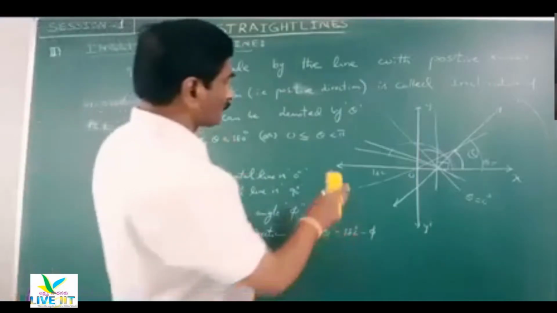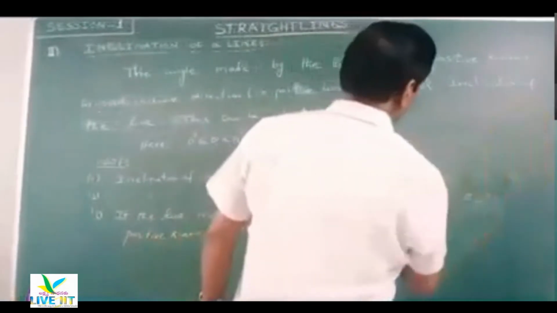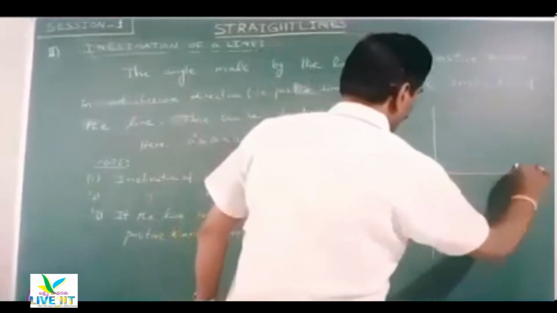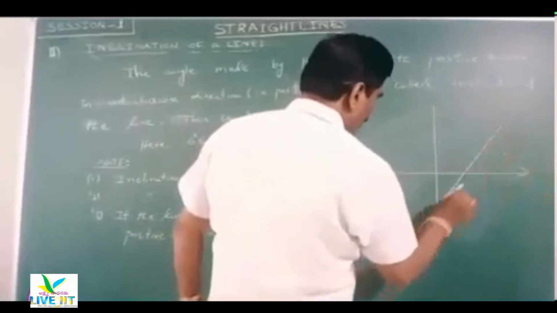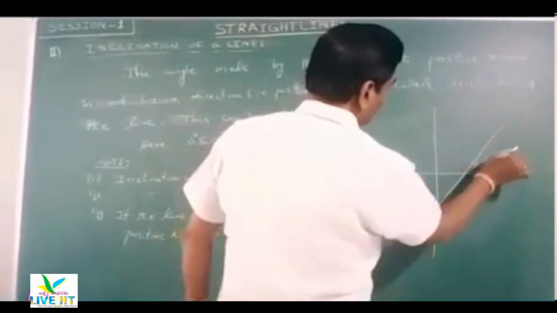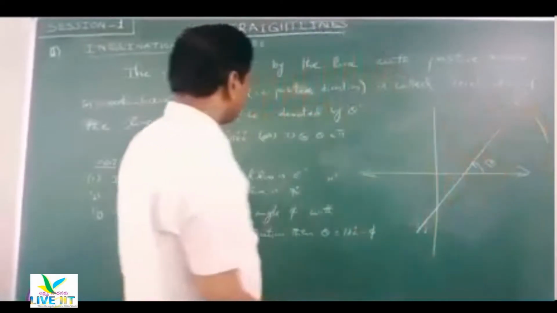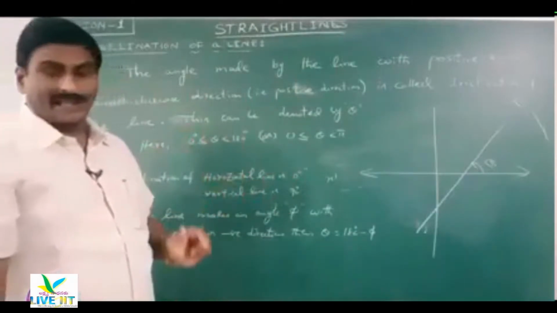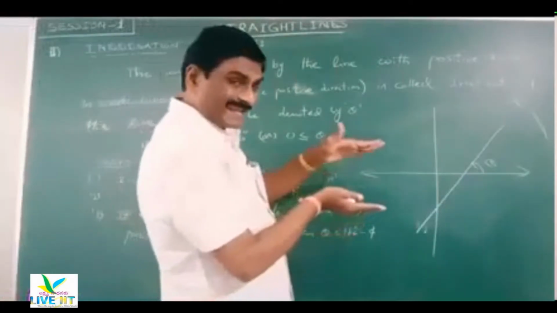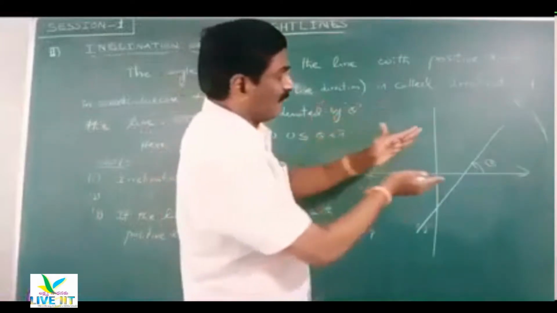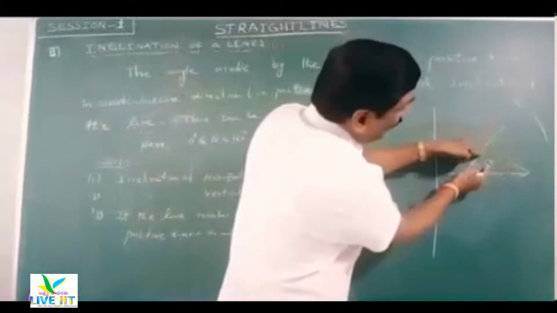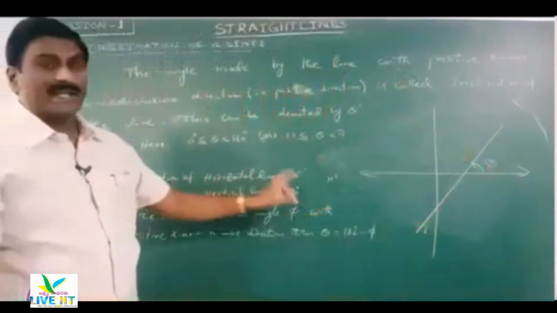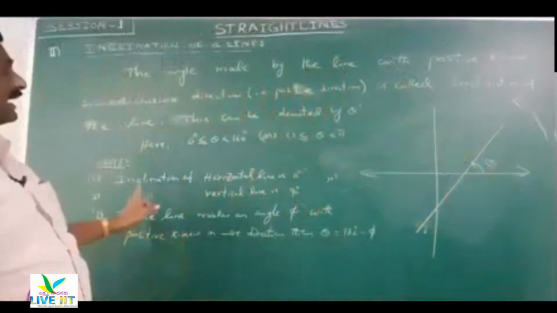Okay. Next, please note this diagram. Angle of inclination. This is the theta in the positive direction. Note, the inclination of the horizontal line is 0 degrees. Horizontal line is nothing but the x-axis or the lines which are parallel to the x-axis. If the line coincides with the x-axis, theta becomes 0. So the inclination of the horizontal line is 0 degrees.